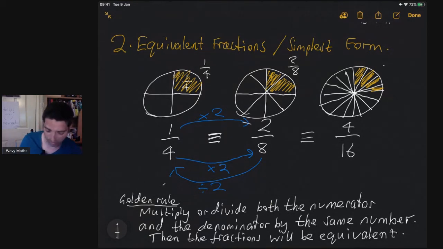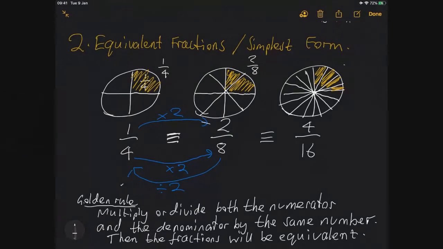Now, simplest form. Well, which of these examples here do you think are the simplest? The simplest is the first one, isn't it? 1/4. Yeah. So the simplest form basically means the fraction with the lowest numbers that's equivalent to the others.